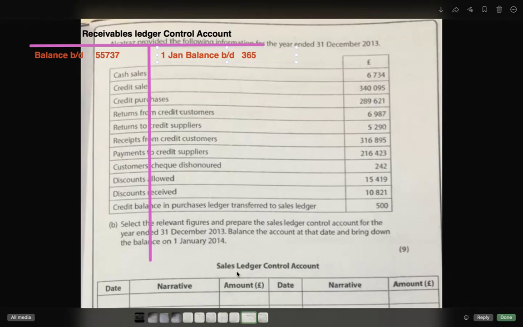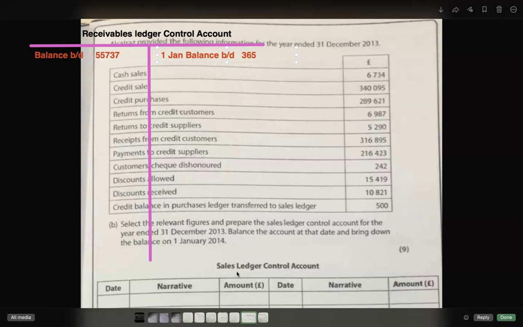Number two, what about cash sales? Where does the business record cash sales? Where do we record cash sales? Credit side. Purchase ledger control account. Cash book. The business records cash sales in the cash book. Say it 10 times. The business records cash sales and cash purchases in the cash book. This receivables ledger control account is only for the credit customers. No cash sales are recorded here.